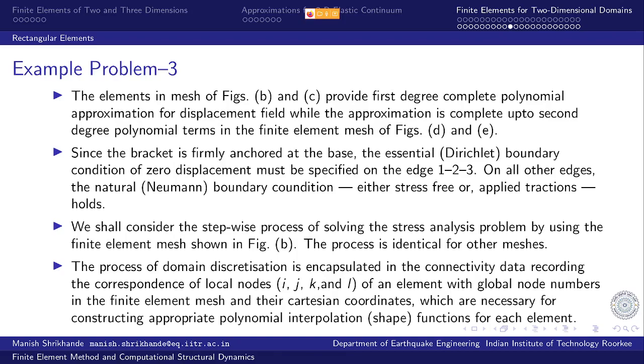And the mesh data would of course provide this basic information about the mapping between local node numbering and the actual node number in the finite element mesh of the total problem domain. That is referred to in the connectivity data, which records the correspondence of local nodes I, J, K and L of an element with global node numbers in the finite element mesh and their Cartesian coordinates, because everything depends on the position of the nodes, and the interpolation function would be derived accordingly.